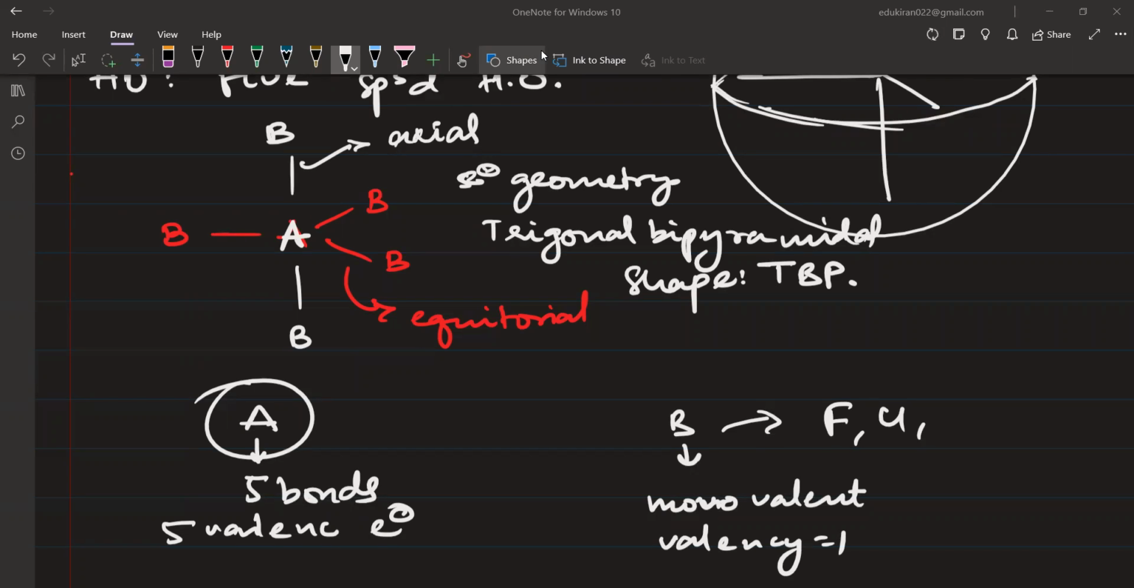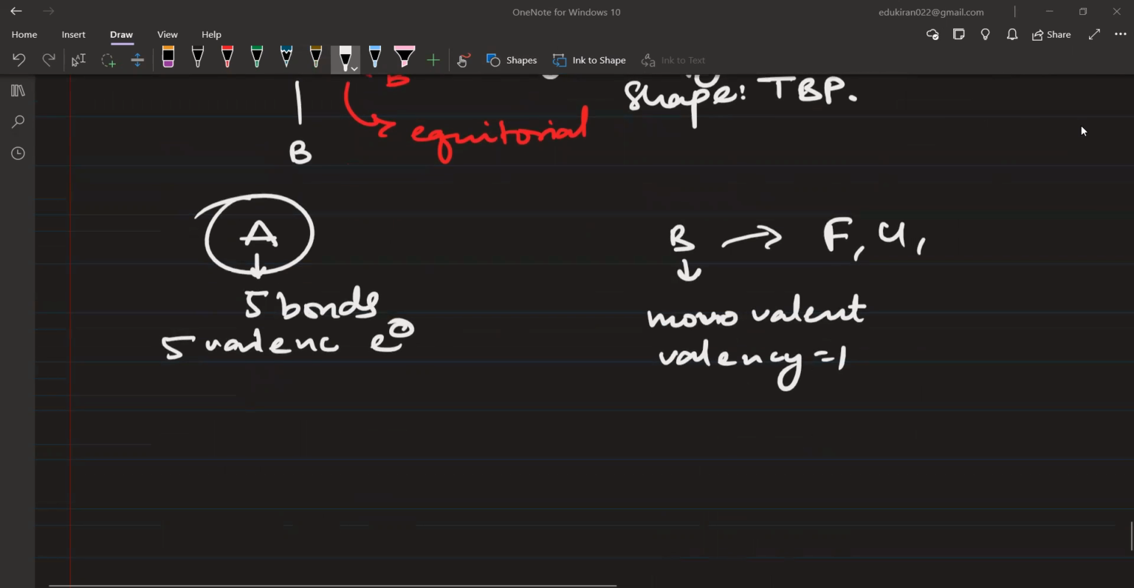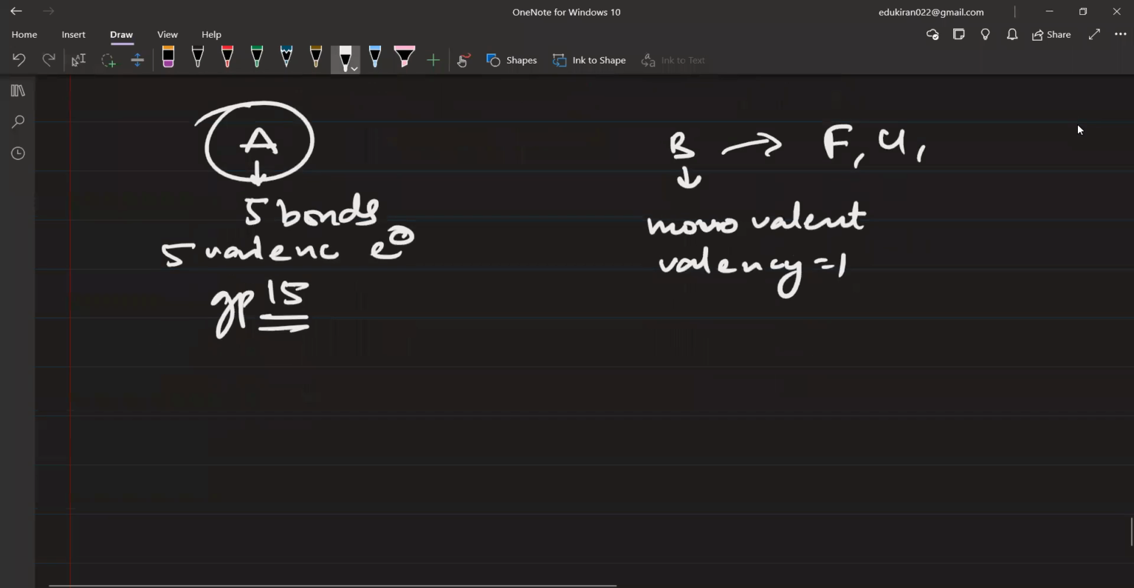Which group of elements? Group 1, 2, 3, 4, 5, 13, 14, 15. Which group of elements has 5? Yes, that is correct. 5 valence electrons kahan pe hota hai? Which group has 5 valence electrons? Now this 5 valence electron is only in group 15. Now if you remember, group 15 has nitrogen, phosphorus, arsenic, antimony, bismuth.